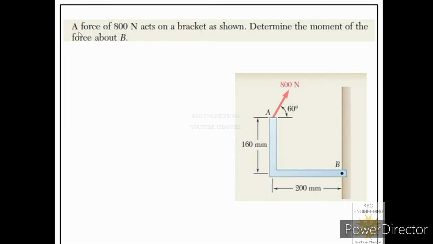Let us read the statement. A force of 800 Newton acts on a bracket as shown. Determine the moment of the force about point B.